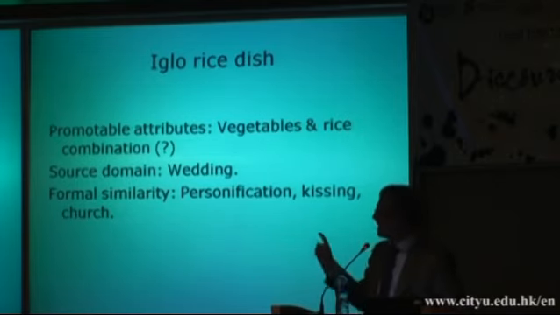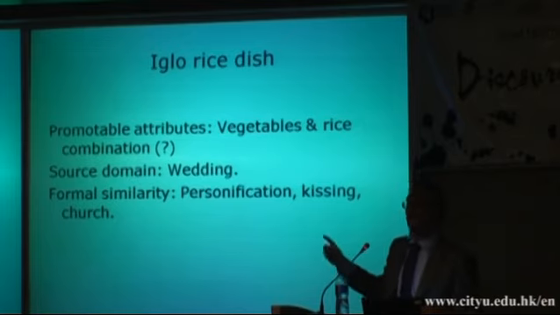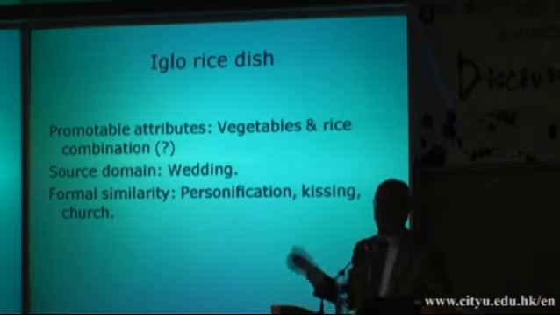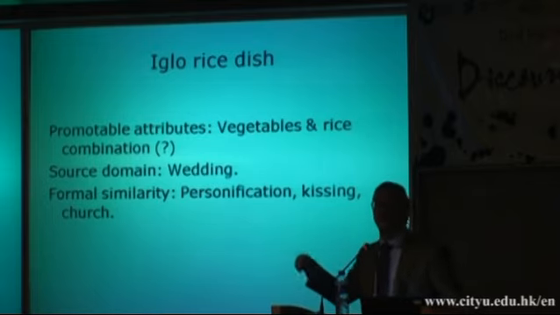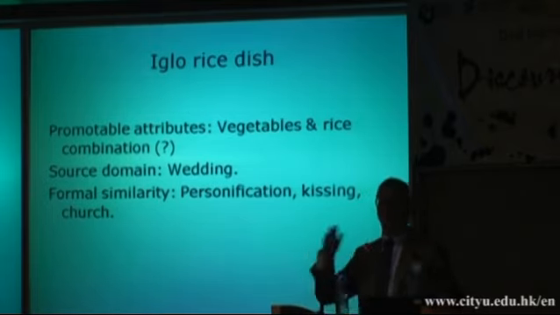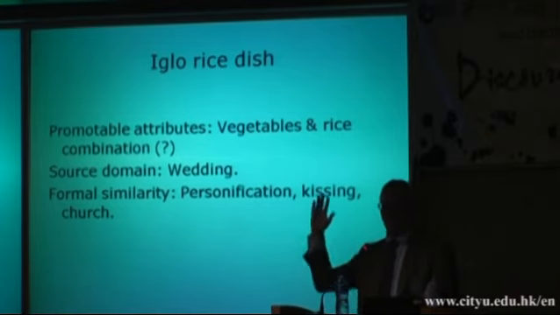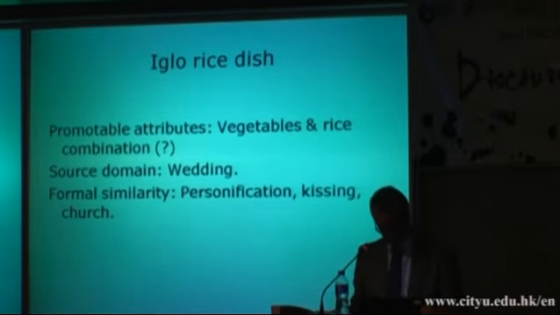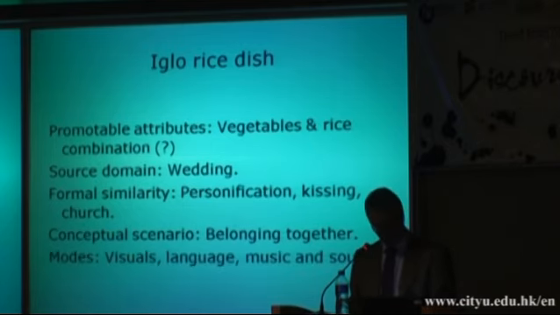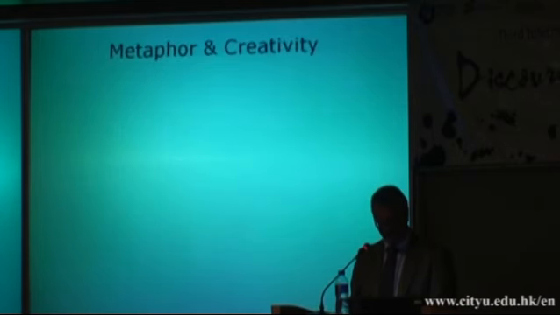And I would say, I didn't see that at first when I first watched it, but the package actually looked like a church. And I didn't notice that until a second or third viewing, and of course it is the wedding march that cues that. Otherwise we would just say, oh, it's just standing vertically, but now it's a church. And what's the conceptual scenario? Belonging together, presumably. What are the modes? Visuals, language, music, and sound.